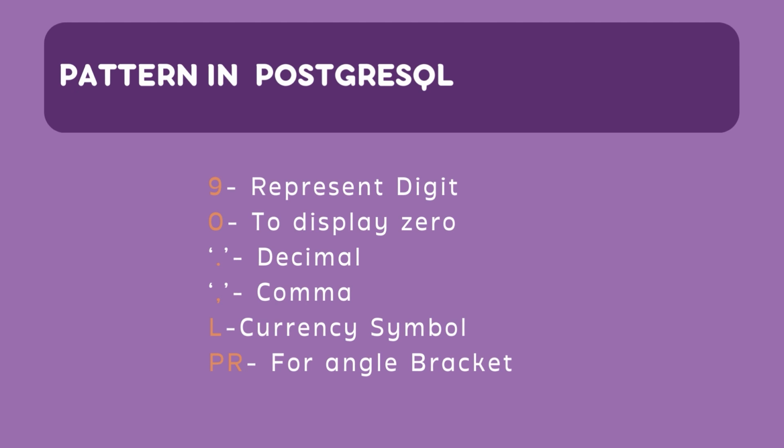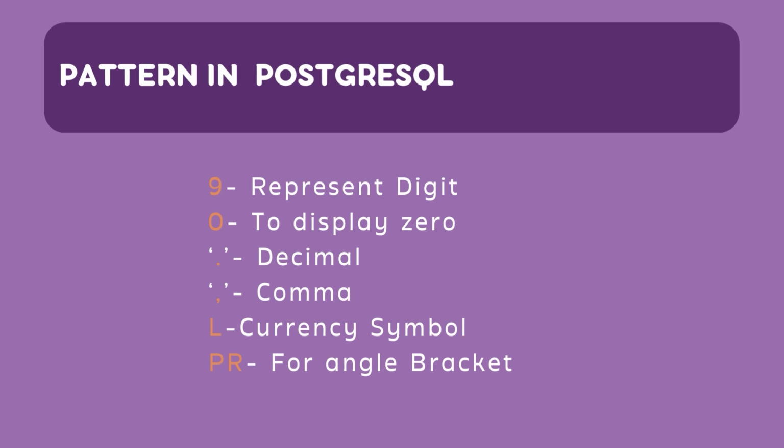Then another format is 0, which forces a 0 to be displayed. Then you can use a dot, which represents the decimal point, and a comma, which represents a thousand separator. Then there is a symbol called L that is used to format a value with the currency symbol. After this, there is the pattern PR, which puts the value in angle brackets if it is negative.